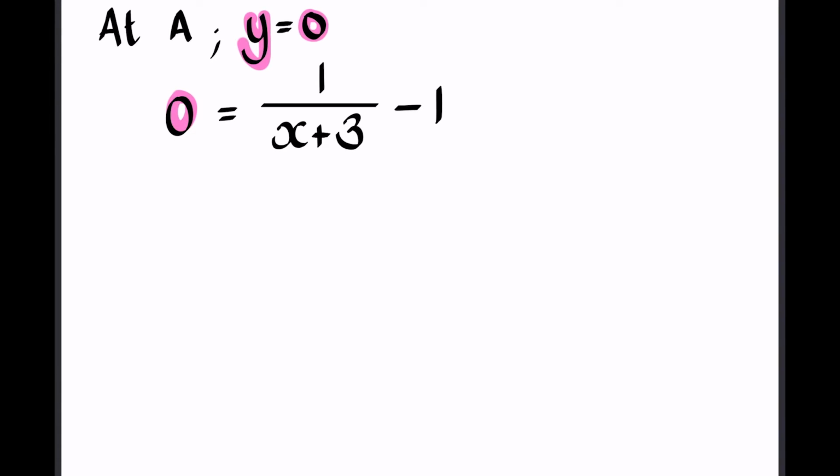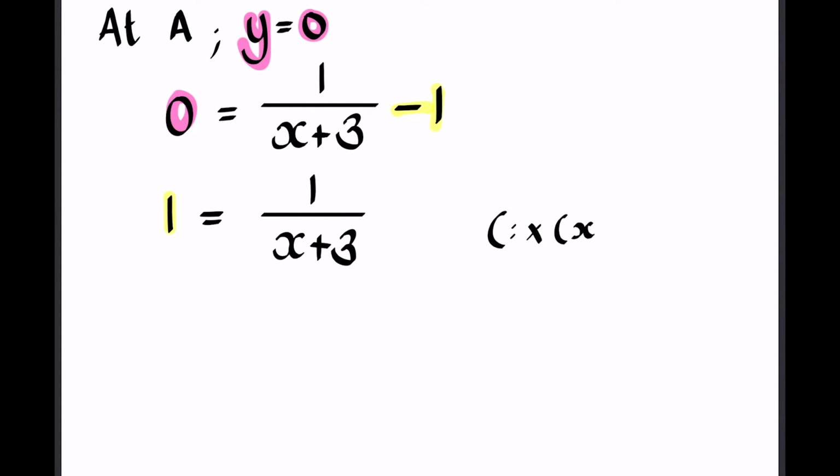Now I want to solve this equation, so I'm going to take the negative 1 across, and it's going to become a positive 1. So now I have 1 equal to 1 over x plus 3. So this negative 1 is what went across and became a positive 1. Now to solve this, I am going to multiply both sides by x plus 3. Why? Because that's going to get rid of the x plus 3 in the denominator, and it's going to put it in the numerator on the other side.